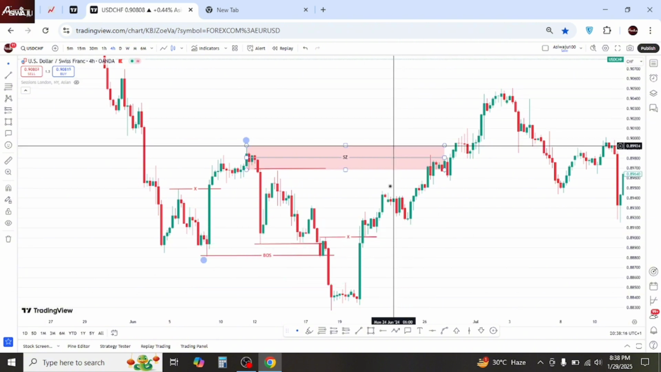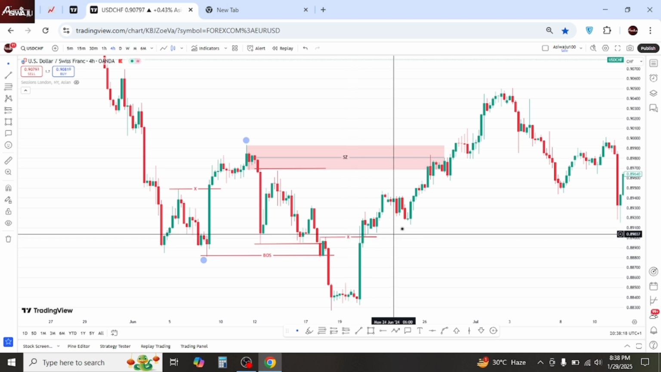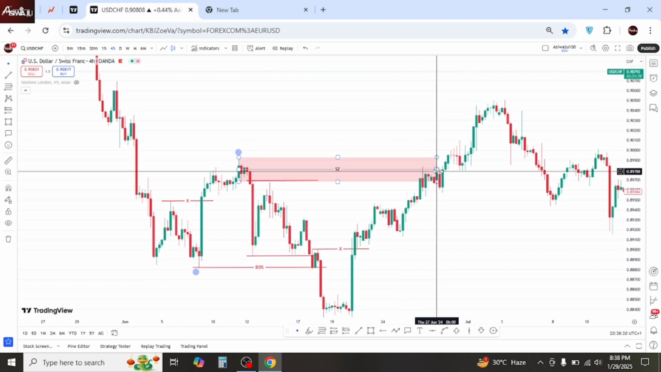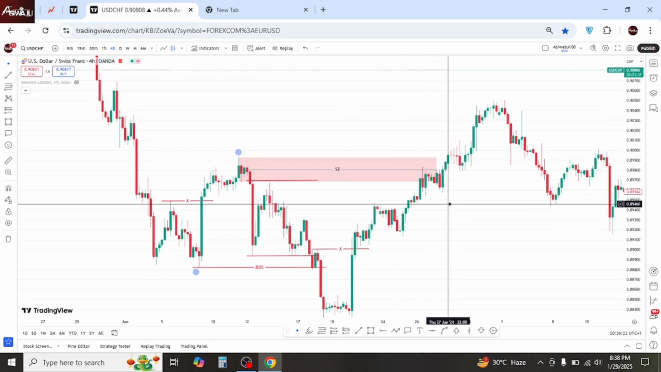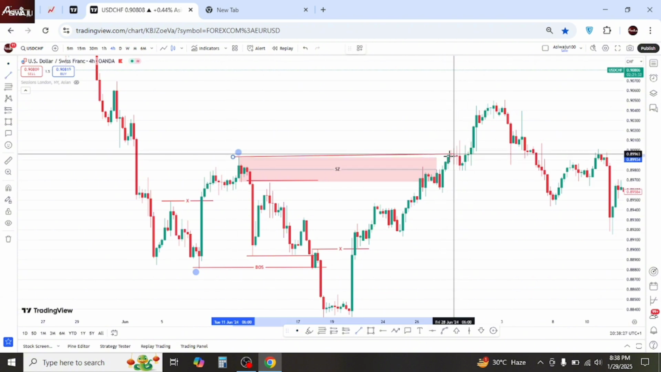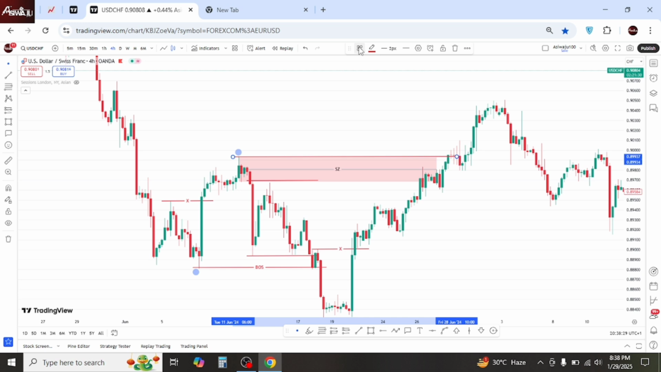Now, when you look here, price grabbed inducement from this point. Price went on, even got to our supply level, and failed to continue to the downside and take out this high, which we'll call our chop.